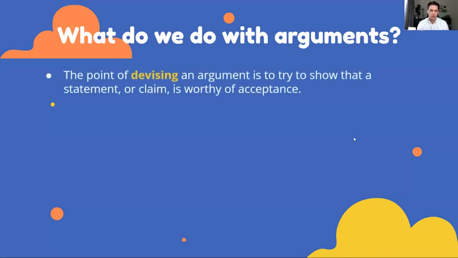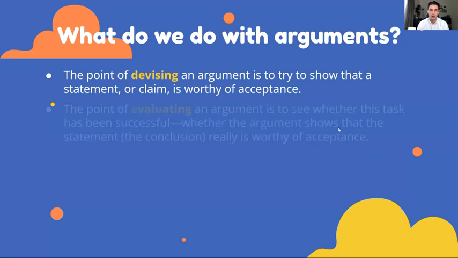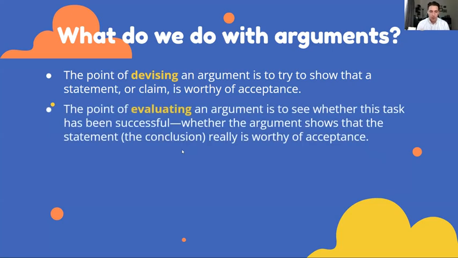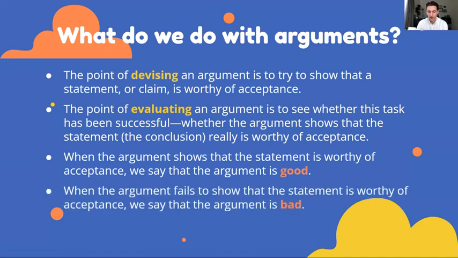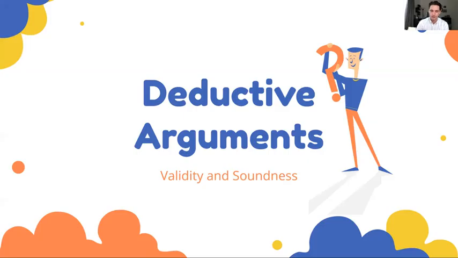So what do we do with arguments? Well, the point of devising an argument is to try to show that a statement or a claim is worthy of acceptance and why somebody else should accept it too. And the point of evaluating an argument is to see whether this task has been successful. This is a key feature of critical thinking, right? So whether the argument shows that the conclusion really is worthy of acceptance. When the argument shows that the statement is worthy of acceptance, we generally say that that argument is a good one. And when the argument fails to show that, we say that the argument is bad. But we'll use more technical philosophical language to distinguish good arguments from bad.